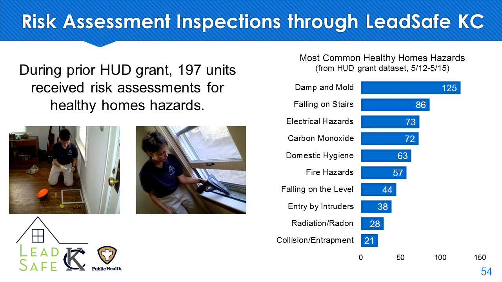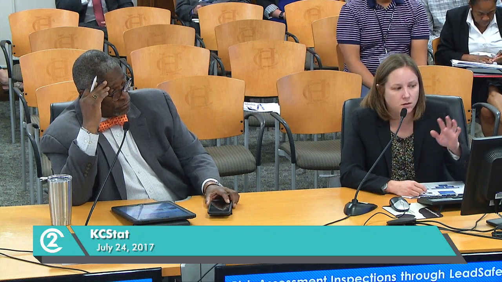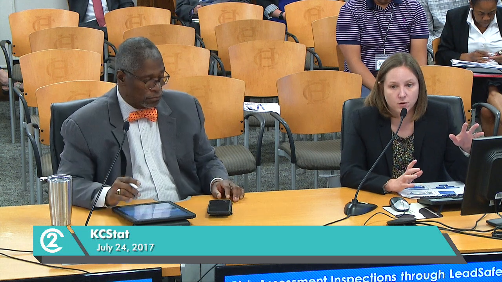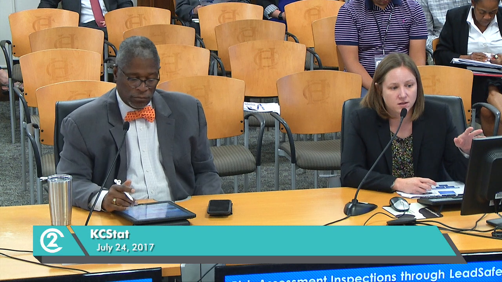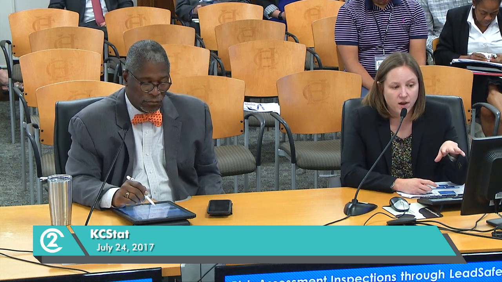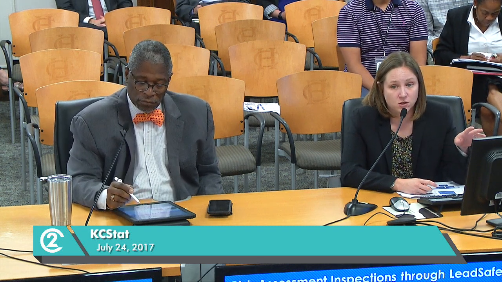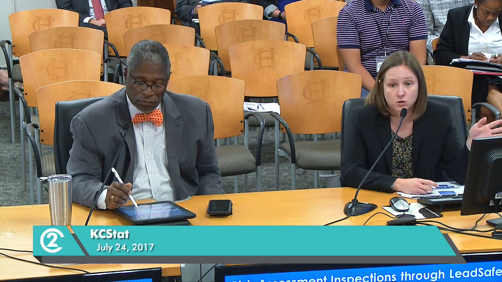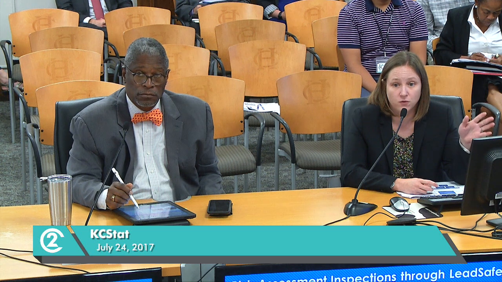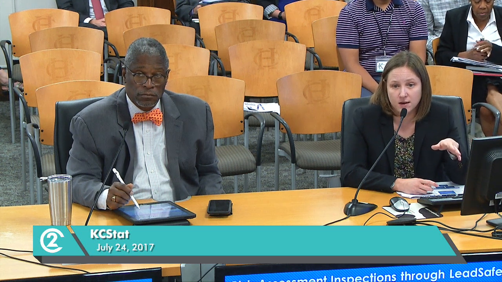Nasser, I just wanted to break in and ask a clarifying question. Obviously the scope of your inspection was only within this HUD grant, only within these properties, so 197 units. So these hazards you found are within the scope of those inspections, which means that 125 doesn't sound large as a raw number, but that is close to 2/3 of the houses that you were in for lead that also had damp and mold issues. That is correct.